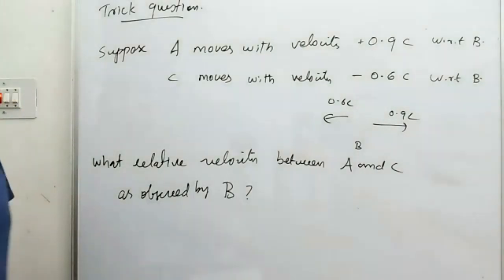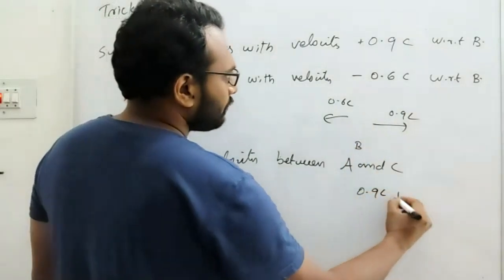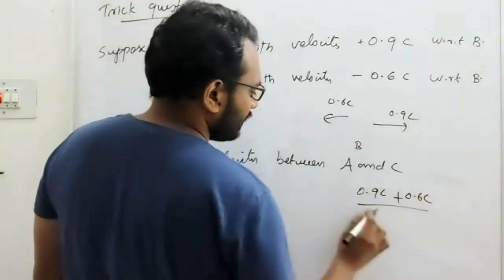Rafiq, did you say it? Rafiq, what did you say? You said that you just add this, right? 0.9c plus 0.6c, right?